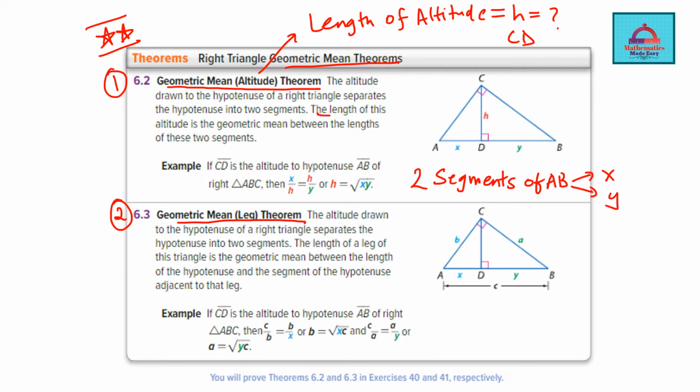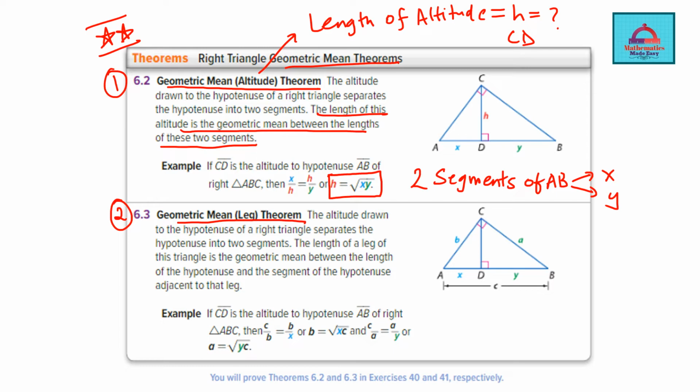The length of the altitude is the geometric mean between the lengths of these two segments. That means the formula is: the length of the altitude here, h, is the square root of x multiplied with y. So this is the formula that you will use when you have to find h, the length of the altitude.